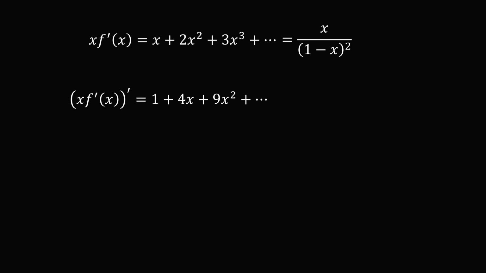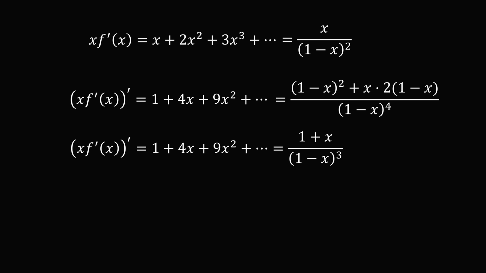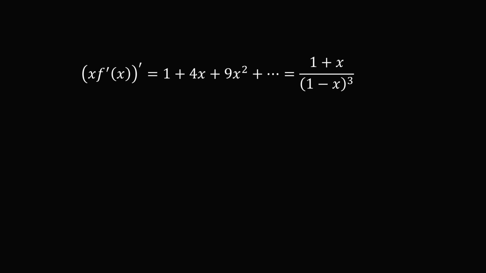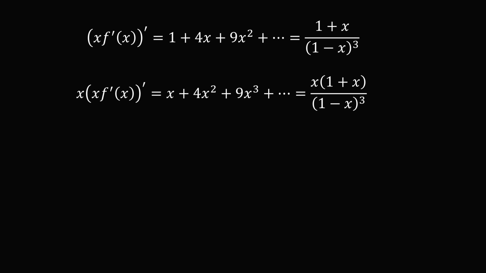Then we have to differentiate x divided by the square of 1 minus x, so we use the quotient rule. We simplify this, so we get the derivative is equal to (1 plus x) divided by the cube of 1 minus x. We're almost there. Let's take this entire series and multiply it by x. So we have x plus 4x squared plus 9x cubed, and so on, and that's equal to x multiplied by (1 plus x) all over the cube of 1 minus x.